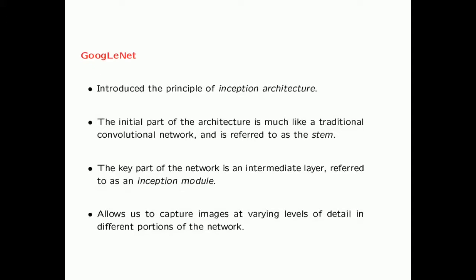Now, the initial part of the architecture is much like a traditional convolutional neural network and is referred to as a stem. And a very key part of the network is an intermediate layer referred to as an Inception module. The idea in the Inception module is that it allows us to capture features of images at varying levels of detail in different portions of the network. For any given image, different types of features in different parts of the image may be best captured at different levels of granularity.